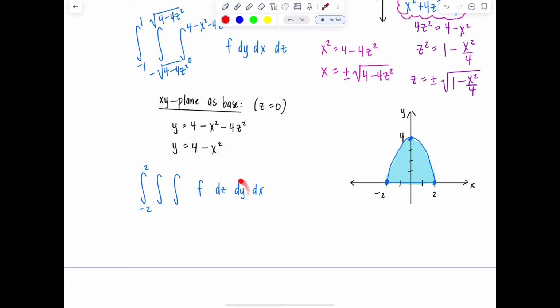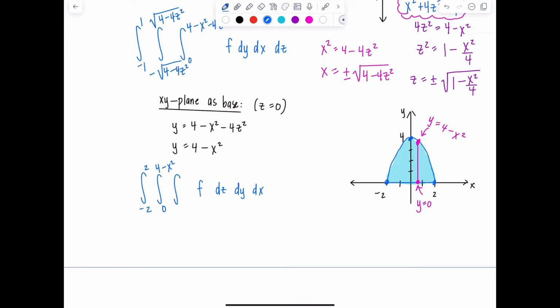Next, I need limits for y. So draw yourself a little line segment through the region in the y direction. Where it hits first is the lower limit, that's y equals 0. Where it hits second is the upper limit, that's y equals 4 minus x squared. So here's 0, 4 minus x squared.